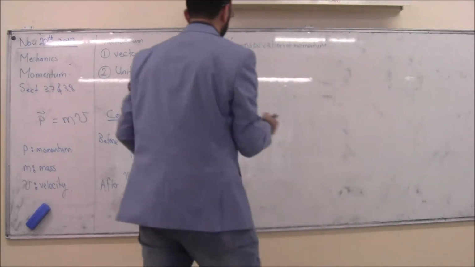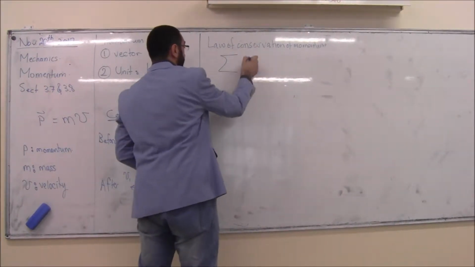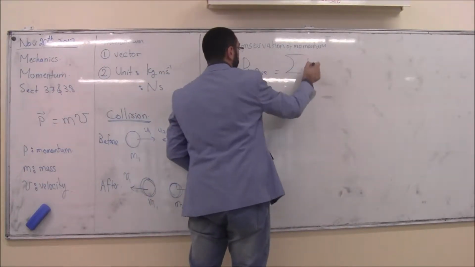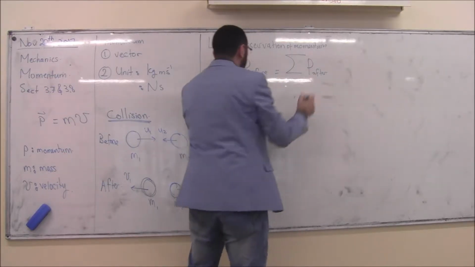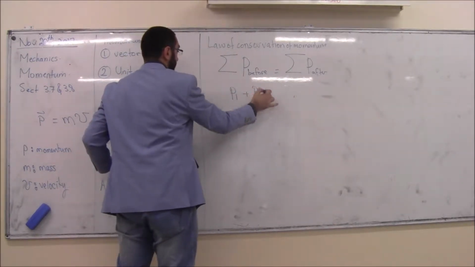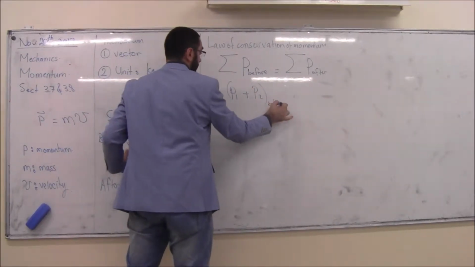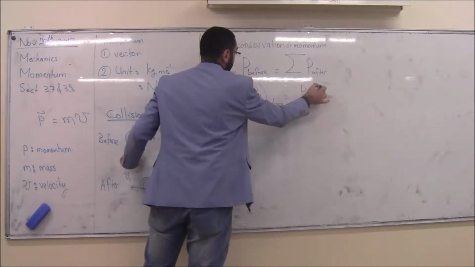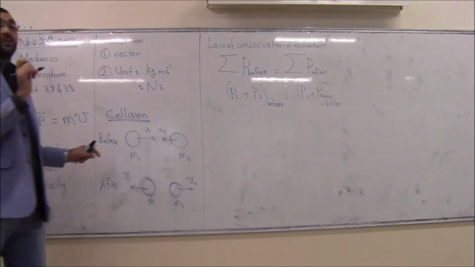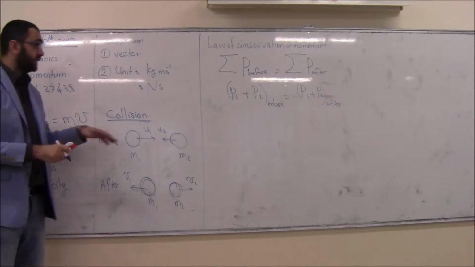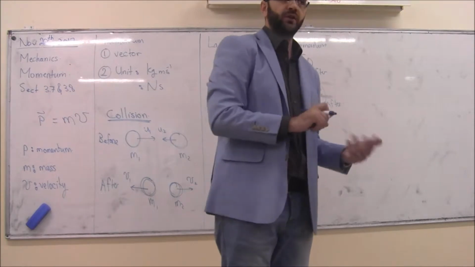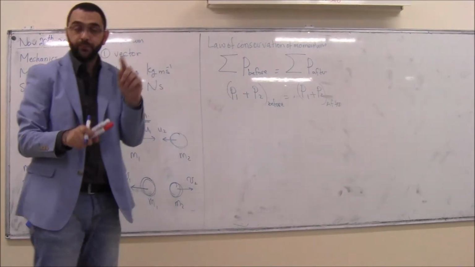Total momentum before equals total momentum after. P1 plus P2 before equals P1 plus P2 after. This is the law of conservation of momentum. During any collision, the total momentum of the system will be conserved. It will not change.